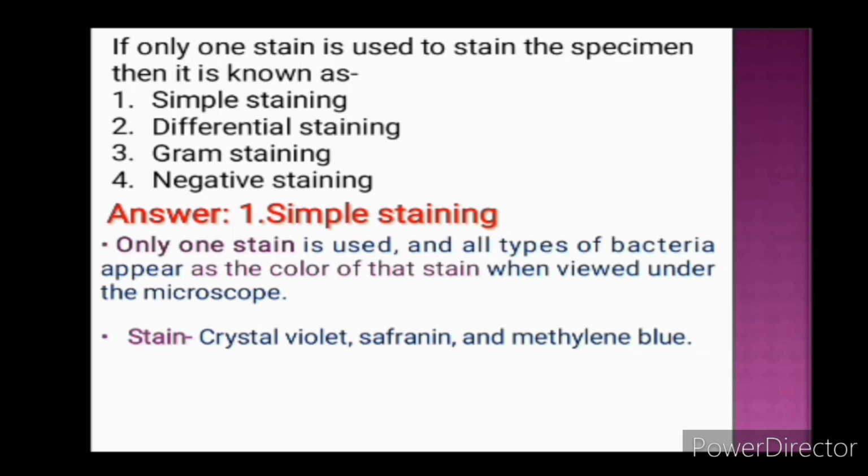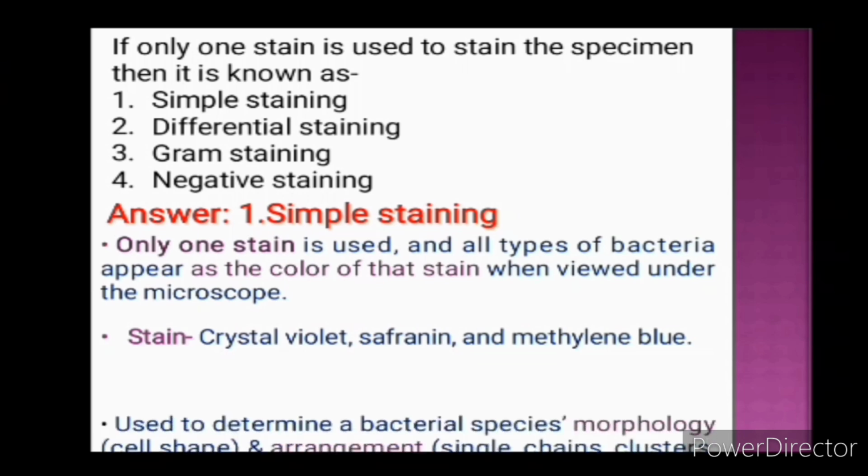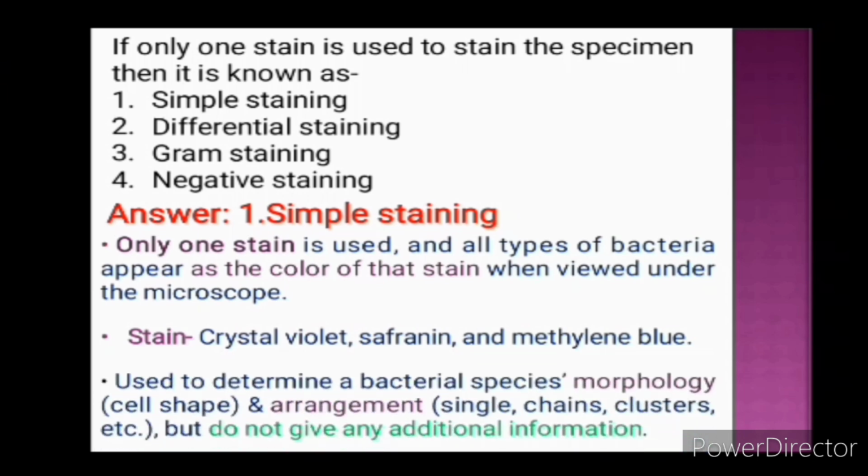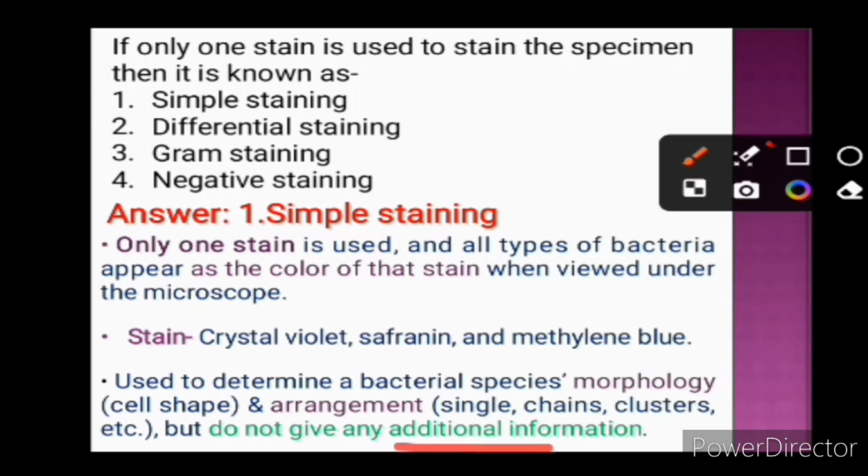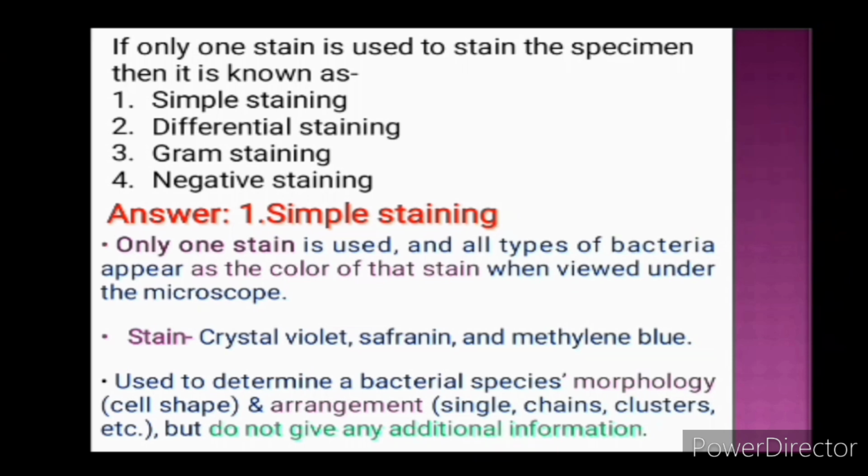The stains used in simple staining are crystal violet, safranin, methylene blue, etc. It is used to determine the bacterial species morphology, that is cell shape, whether it is cocci shaped or spherical shaped, whether it is rod shaped, etc. And also determine the arrangement, that is if it is single form or in chain formation or in cluster formation, etc. But this simple staining does not give any additional information. It only determines the bacterial species, morphology and arrangement.